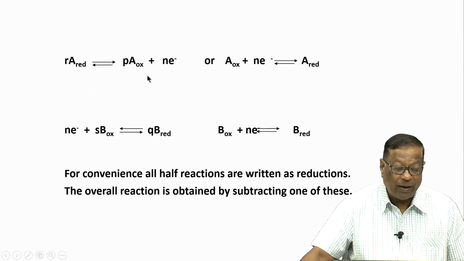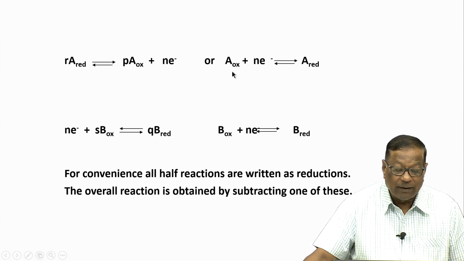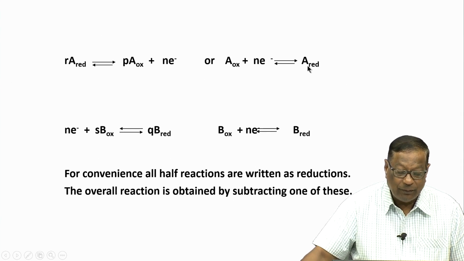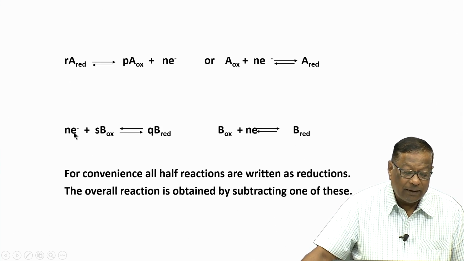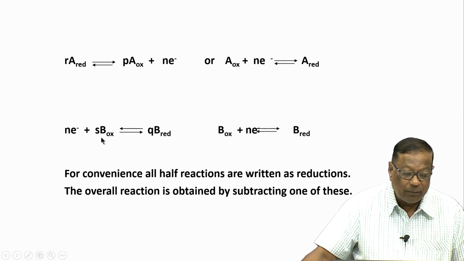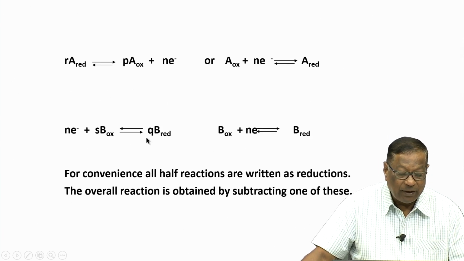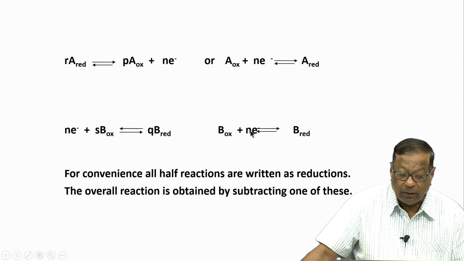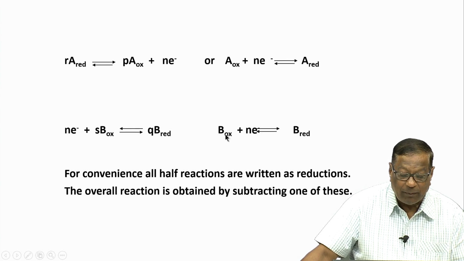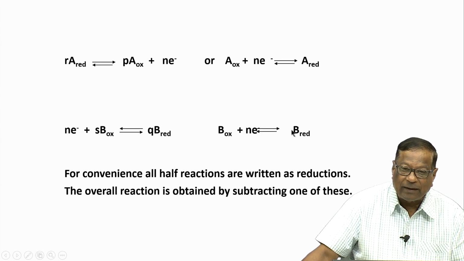If N is equal to 1, A oxidant plus Ne, number of electrons, goes to A reductant. Similarly, I can write N number of electrons can combine with S molecules of oxidant to give you Q molecules of B reductant. So here S and Q should be the same, equal number. So here I can simply write B oxidant plus Ne goes to B reductant.